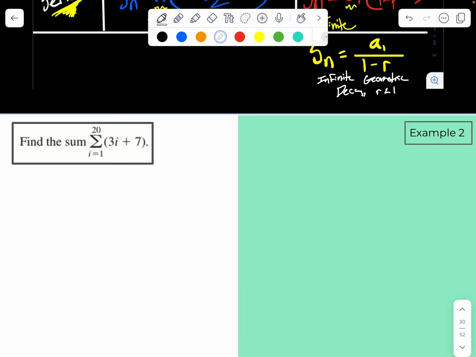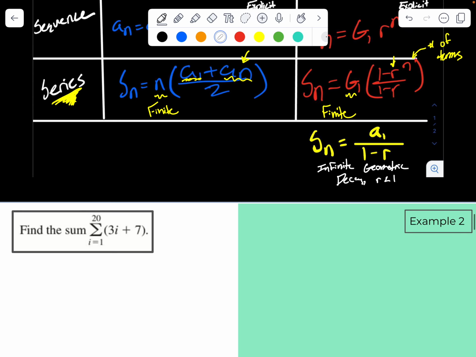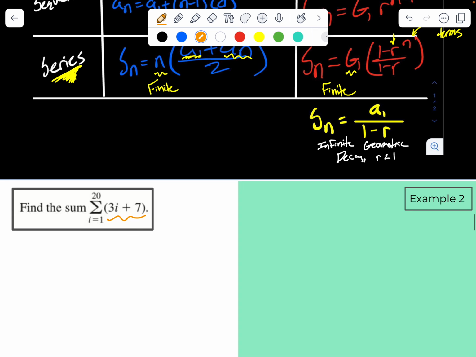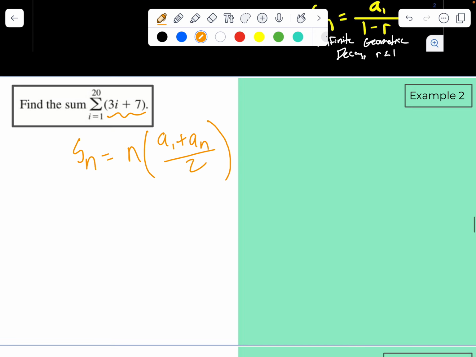If we were asked to find the sum here, we would first need to identify, is this geometric or arithmetic? Well, if we look at this form, we don't have any exponents, so this would be arithmetic. So that means I'm using the sum equals n times a sub 1 plus a sub n over 2. n is my number of terms. That would just be 20. I'm finding the sum from 1 to 20.